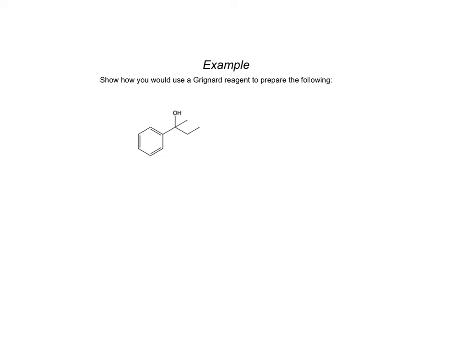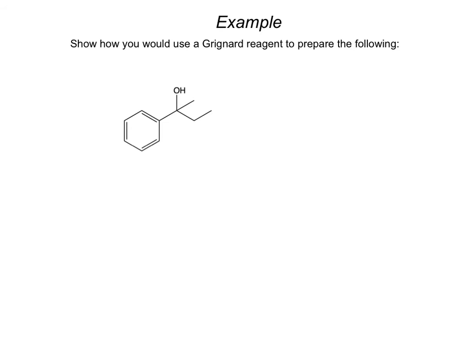Okay, so for example, how would you utilize this? I tried to mention earlier that the great utility of Grignard reagents isn't necessarily the reduction of a ketone to an alcohol, but instead the formation of that carbon-carbon bond, right? So for example, let's say that you had a molecule like this, and they asked you, how would you use a Grignard reagent to make the following compound?